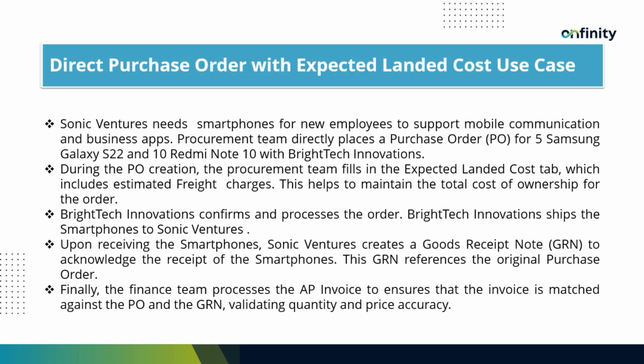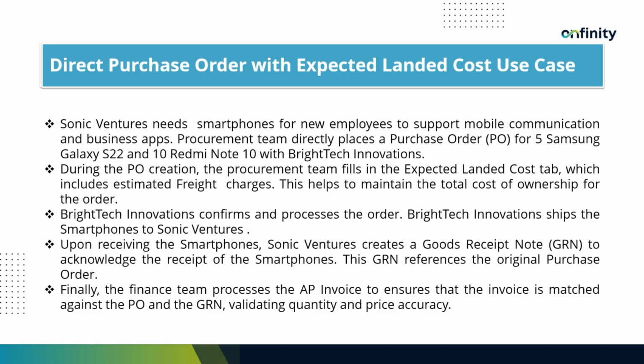Now, let's explore the direct purchase order with expected landed cost use case. We'll walk through a real-world example to better understand how this works in Onfinity ERP. Sonic Ventures needs smartphones for new employees to support mobile communication and business apps. The procurement team directly places a purchase order for 5 Samsung Galaxy S22 and 10 Redmi Note 10 with Brighttech Innovations. During the purchase order creation, the procurement team fills the expected cost tab, which includes estimated freight charges.